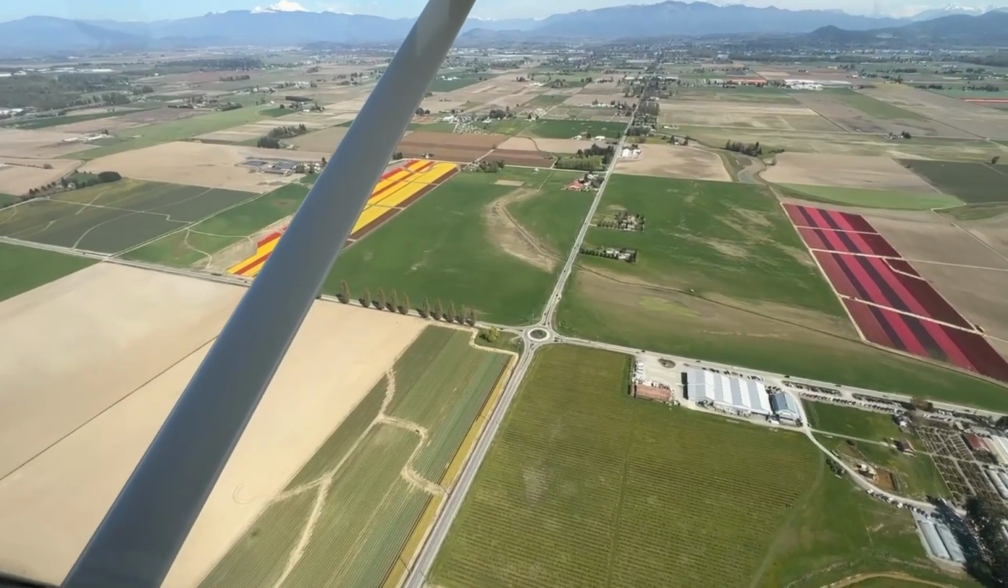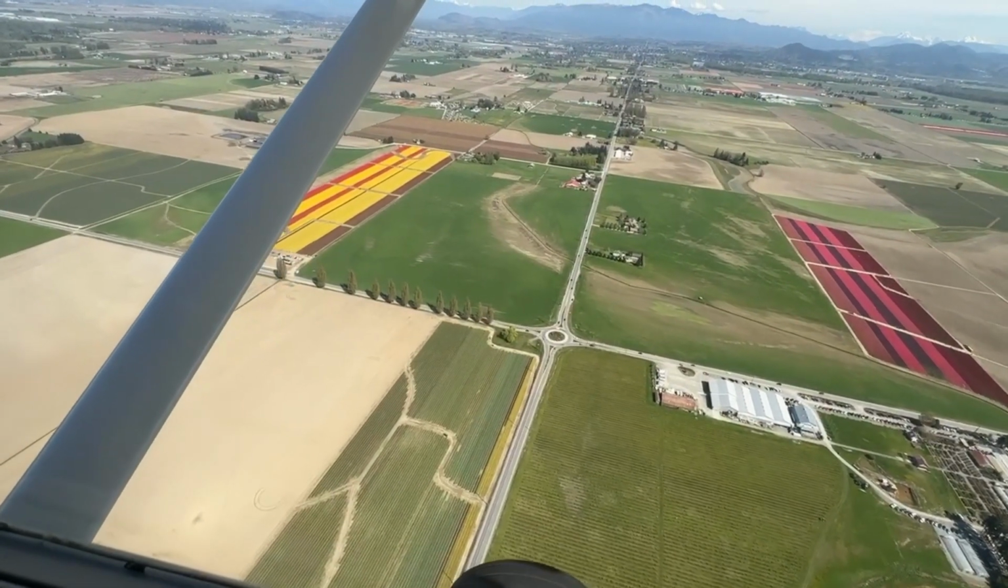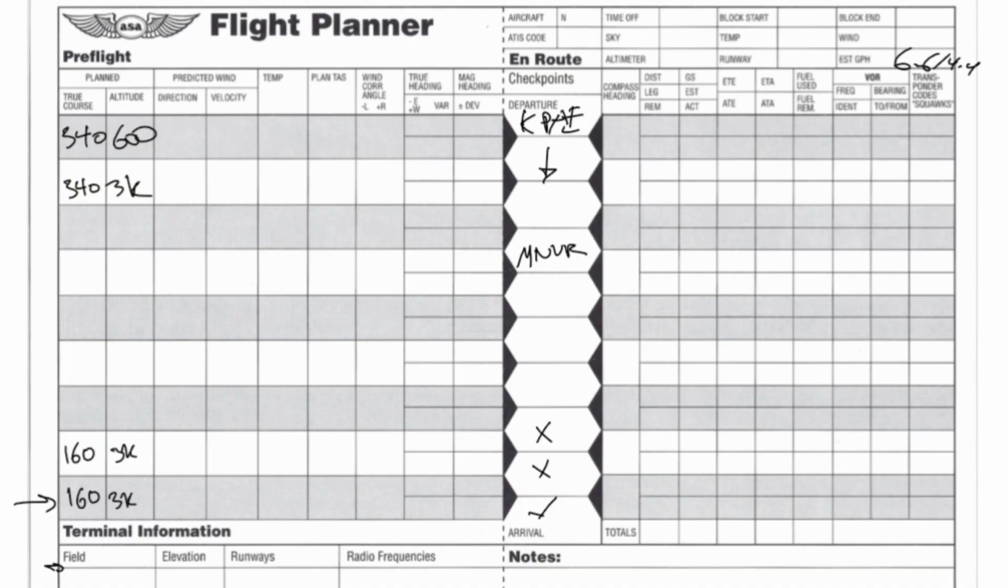Now that we have a minimum fuel for this flight, we can flip the page over and do our weight and balance calculation to determine that our plane is not too chunky to fly. You can also use this form for field information and general flight planning.